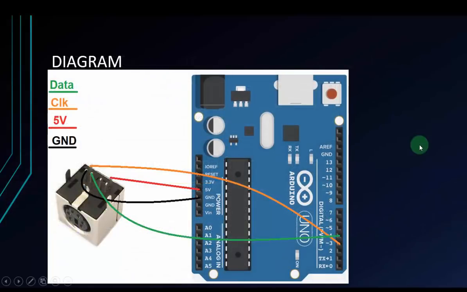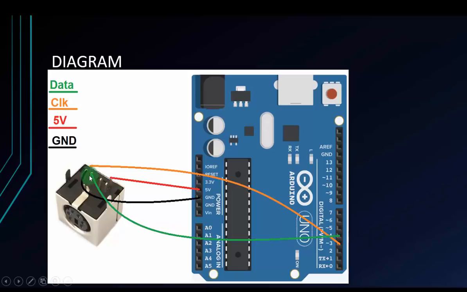Okay, this is a diagram between the PS2 connector and Arduino. We have to connect 4 pins. First is 5V to 5V, GND to GND. The orange line is clock. We have to connect it to interrupt pins. That is pin 3, and this is interrupt 1.